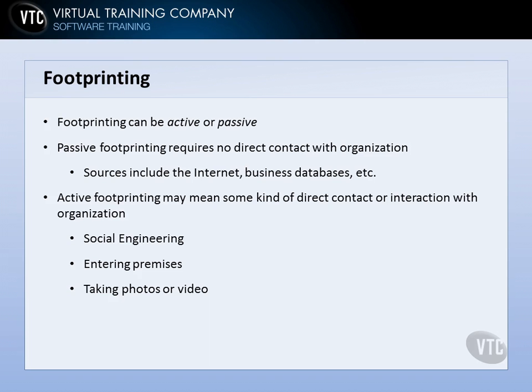Now, active footprinting means that there is some kind of direct contact or interaction with our target. And this could be interaction with the people in the form of social engineering. This could also mean physical access. Maybe we enter the premises of the organization disguised as a janitor or a salesperson or a maintenance person or something like that. And we case the joint, to use a term from organized crime. We may see what the layout is, who works where, what the security is, and so forth. We also may take photos or video to help us plan our attack later. So these are active things we would do to interact with the organization.